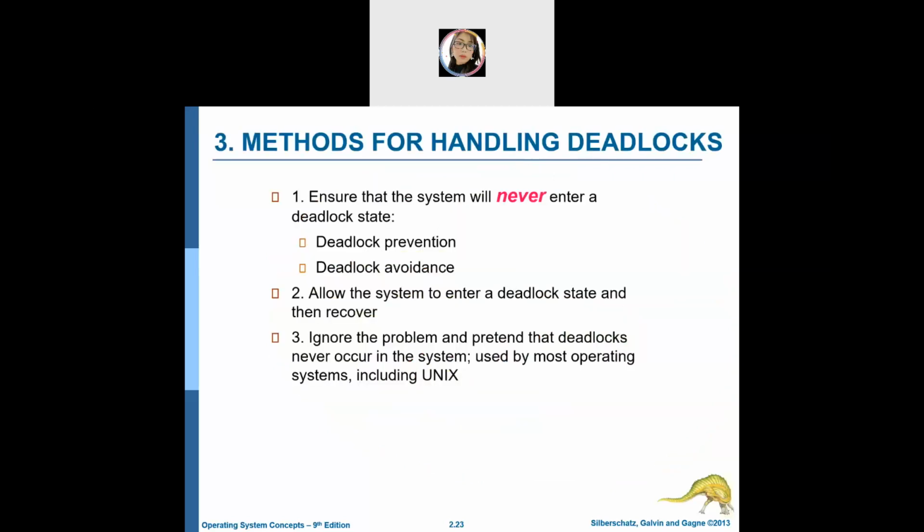So, ensure that the system will never enter a deadlock state. How are we going to ensure it? These two will ensure you do not go into a deadlock state. Deadlock prevention, deadlock avoidance. You know this keyword already, so you know it is going to be never. Similarly, in our daily life, when we say avoid, if you avoid, then this thing is not going to happen.